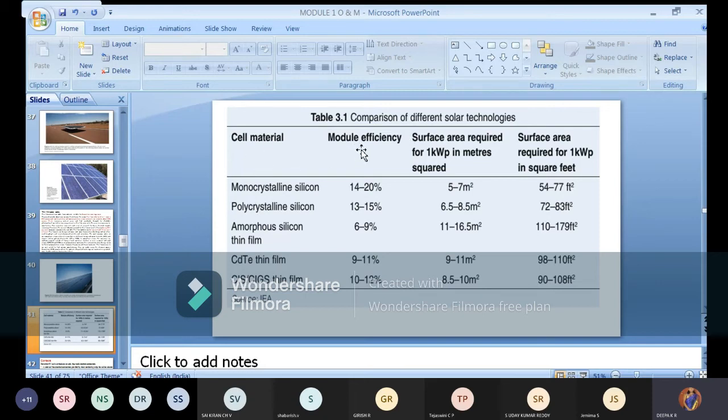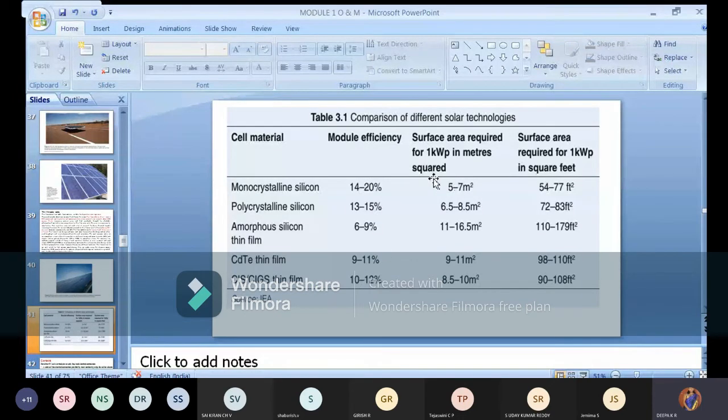Cell material, efficiency, surface area, how much you are using to get that output. So first is monocrystalline: efficiency 14 to 20. Poly 13 to 15. Amorphous 6 to 9. As I said, different materials can be used for making thin film solar cells. So they took all three: amorphous, cadmium, and CIS and CIGS thin film. Efficiency wise, 6 to 9 for amorphous, cadmium 9 to 11, and the last one is 10 to 12%.